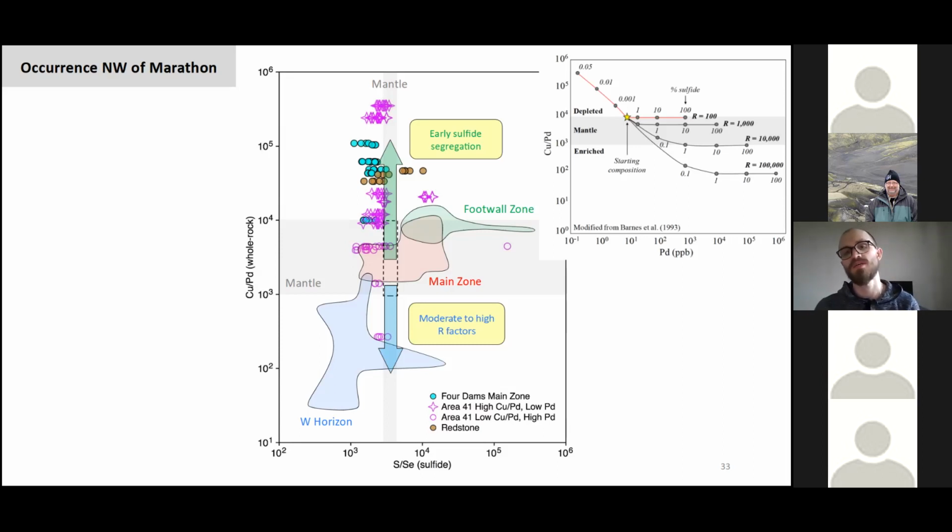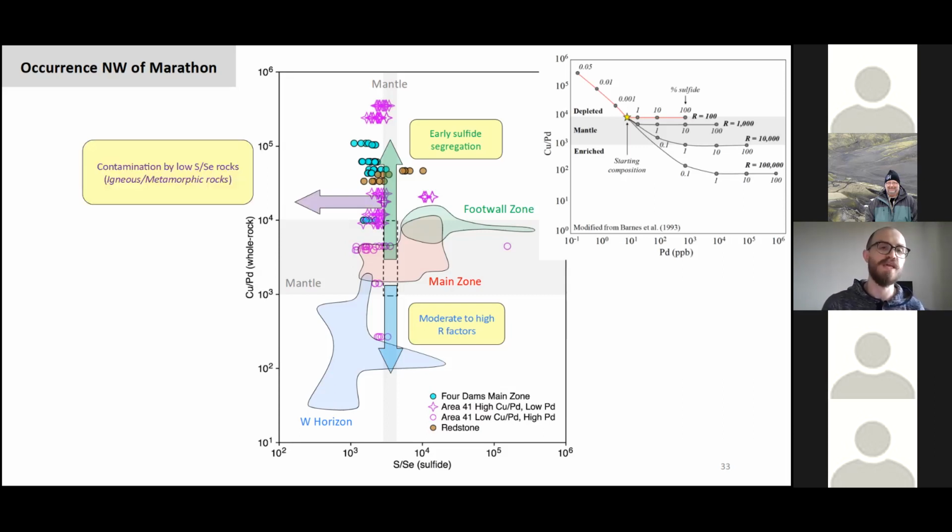Now, we can largely exclude sulfur loss as having had an effect on the sulfur selenium ratios here, mainly because we don't see any textural or mineralogical evidence for sulfur loss like we do in the W horizon with the presence of bornite. And so it's more likely that these zones were contaminated by sulfur-poor rocks such as igneous or metamorphic rocks. And just as a reminder, the Marathon deposit, so the footwall zone and main zone, were contaminated by sulfur-rich sedimentary rocks. So this demonstrates the complexity that can occur in these mineralizing processes, even on a relatively small scale.